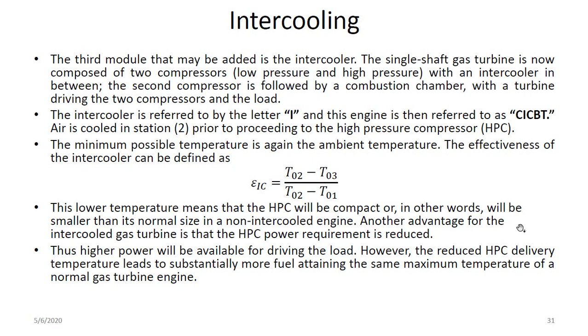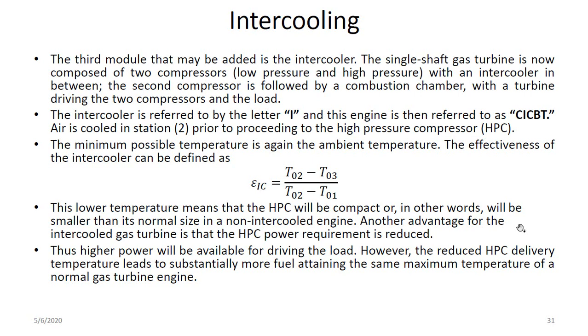So an engine that is labeled CICBT is an engine that has an intercooler between the two compressors. For reheat, we had two turbines, but for an intercooling system, we have two compressors and one turbine. In the previous case, we only had one compressor and two turbines. All right?